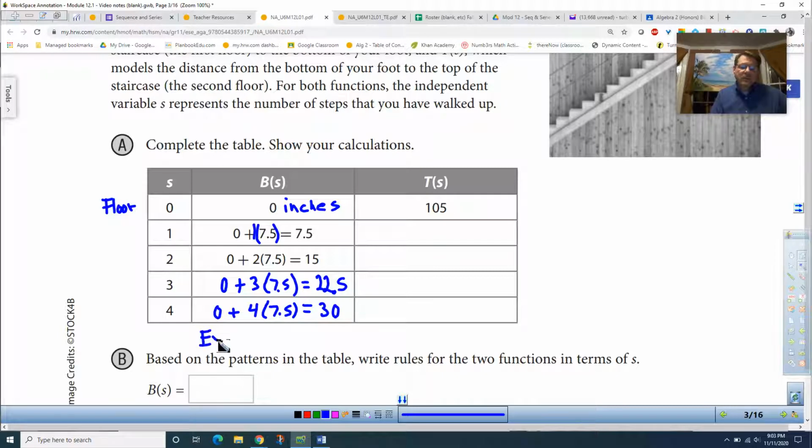So this whole thing is just an explicit process. And since we're here, what they want us to do is write a rule. This is more of a generic kind of idea.